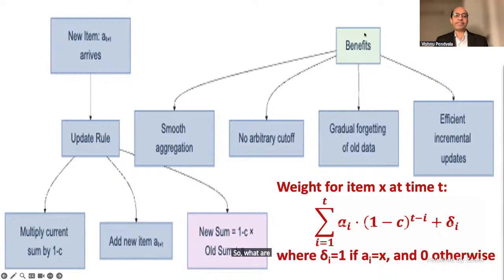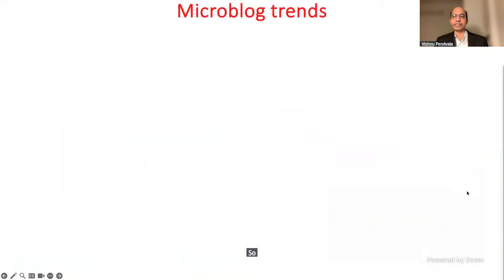So what are the benefits of doing this? It's a smooth aggregation of all the trending words. There is no arbitrary cutoff, and we gradually forget old data, which we want, right? We don't want to read one week old news. We want to read the latest news. And then there are efficient incremental updates. So these are the benefits.